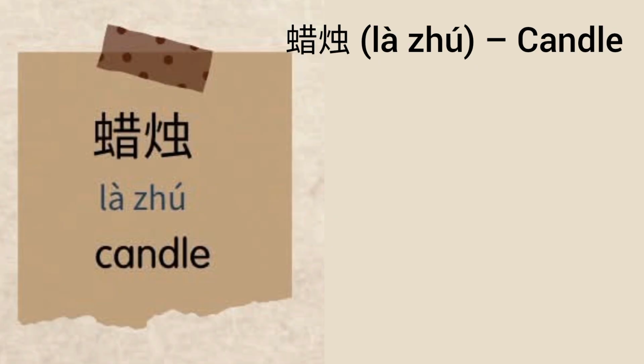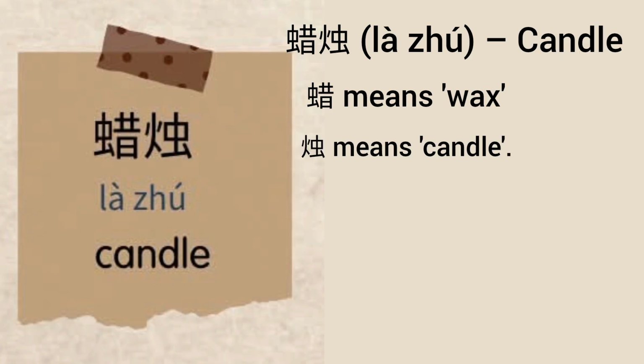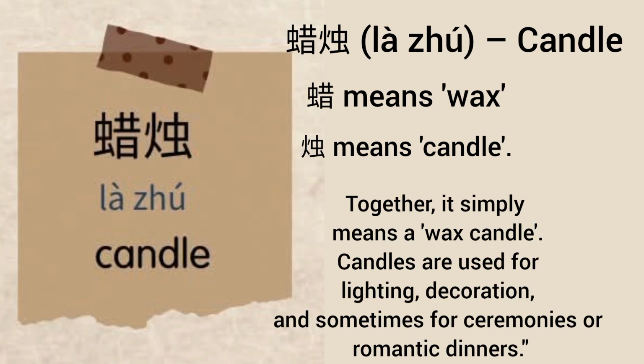First character is 蜡. It stands for wax. Second character is 烛. It stands for candle. So together it makes 蜡烛. Together, it simply means a wax candle. Candles are used for lighting, decoration, and sometimes for ceremonies or romantic dinners. Hope you learn it. Let's watch examples to learn it even more.